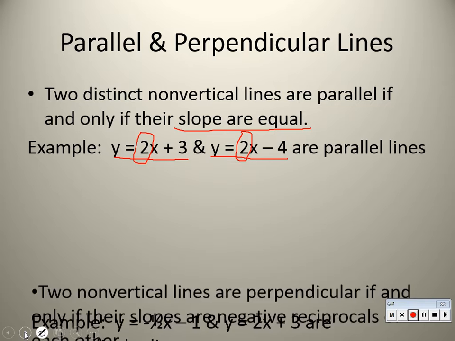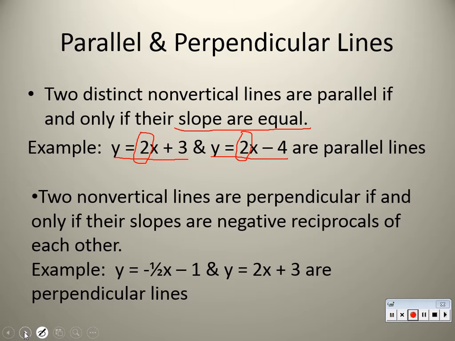The other thing is perpendicular lines. Perpendicular lines are, by definition, two lines that intersect and form a right angle. And what we know is true about perpendicular lines in regards to their slopes is that they have slopes that are known as negative reciprocals. There are two things involved with negative reciprocals. The negative part means that the two slopes have to be different signs. One has to be positive, one has to be negative.